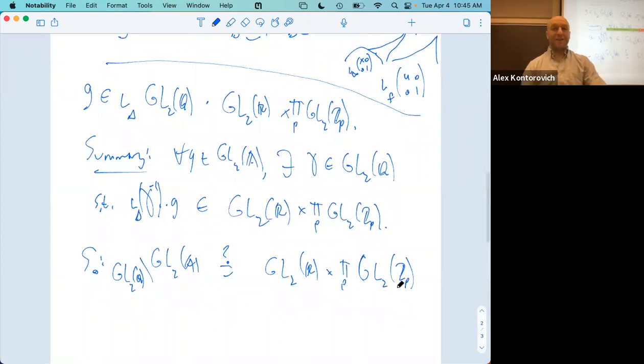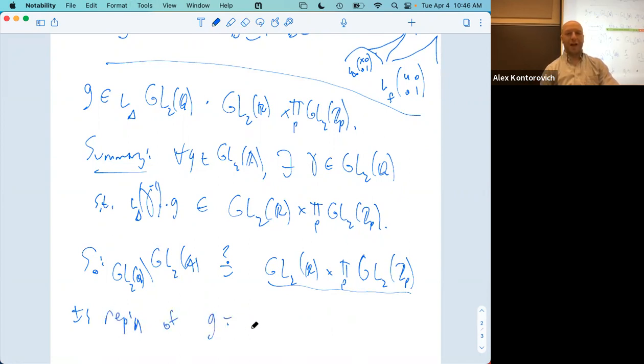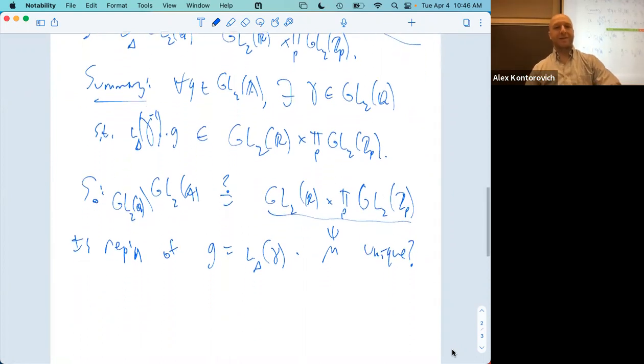So is this a fundamental domain, right? Is this decomposition unique? Is this representation? So let's say we have some matrix, let's call it M for lack of a better word. Is the representation of G as iota infinity of gamma times M in here unique, or essentially unique up to sets of measure zero? The answer is going to be no. And there'll be very good reason for it.